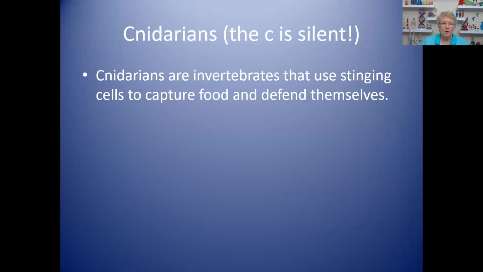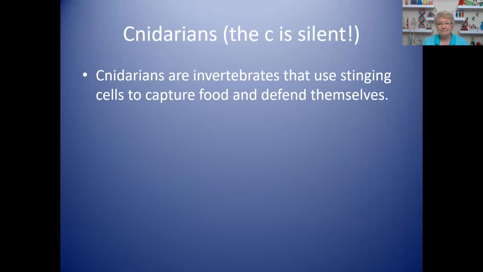The next animal is called a cnidarian. Now look at that word. There's a C at the beginning, but the C is silent. You don't say it. It's not "cnidarian," it's "nidarian." So cnidarians are animals that use stinging cells to capture food and defend themselves. Can anybody think of an example of a cnidarian, an animal that has stinging cells?